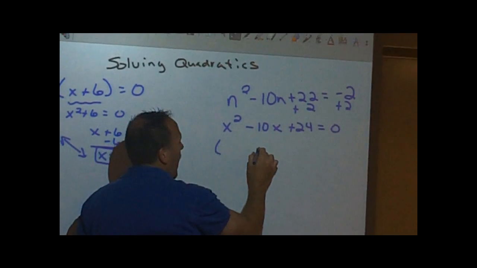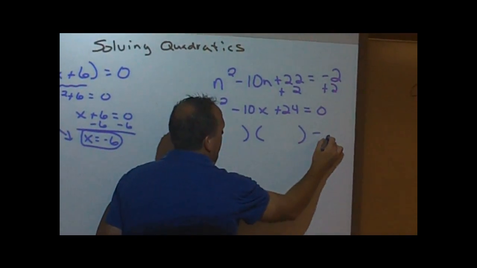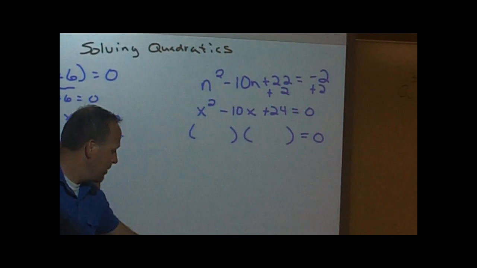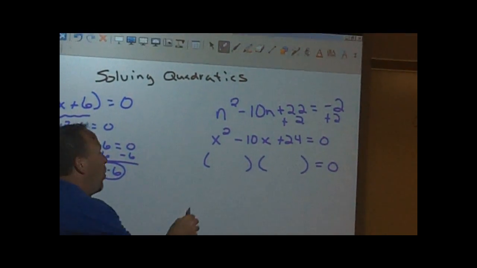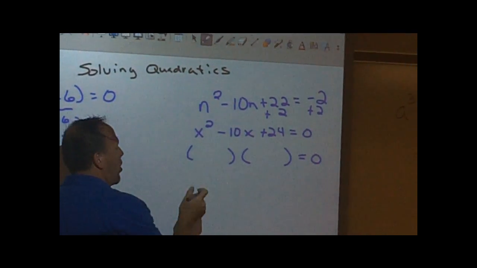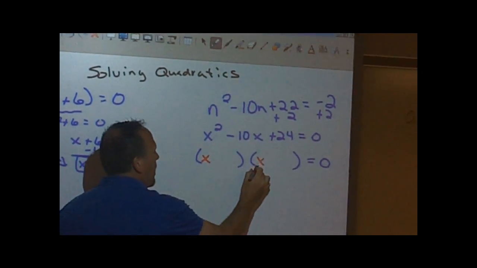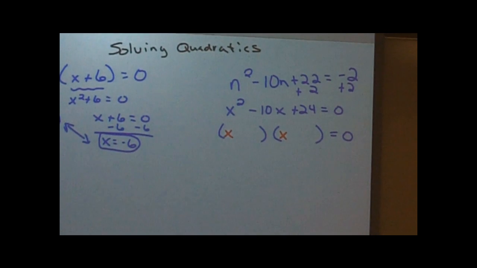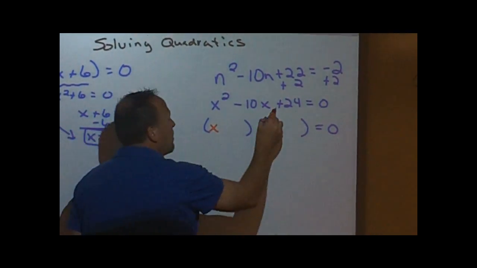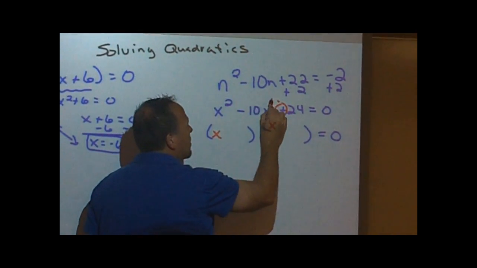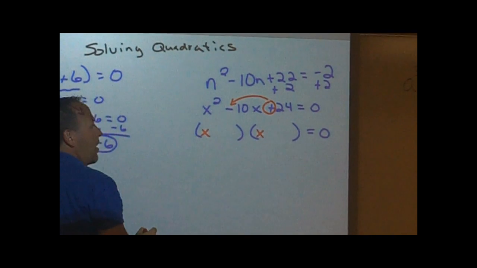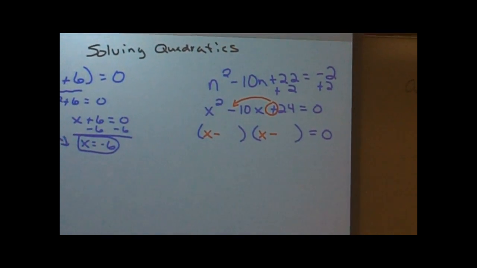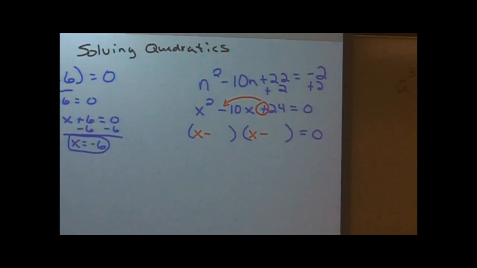So I make my parentheses. My second step is to do what? The x's. What times what gives me my first term? That would be x times x. If you kept it n, that would be n times n. My third step is my signs. Since my last term is positive, I look to the middle term and say they both are negative in this situation. If your last term is negative, your signs are always opposite.